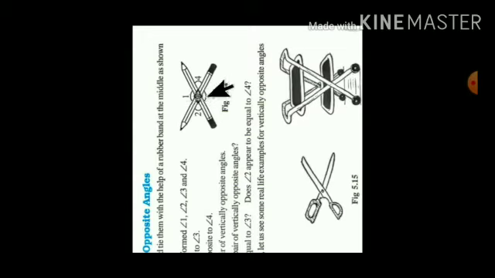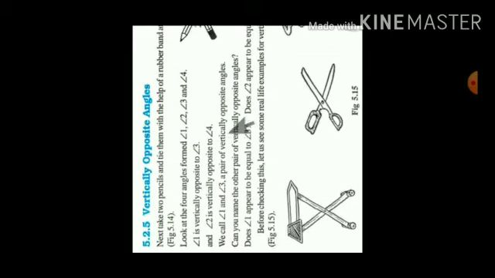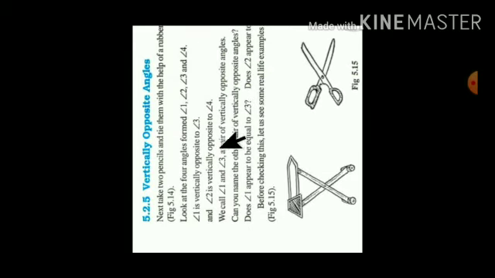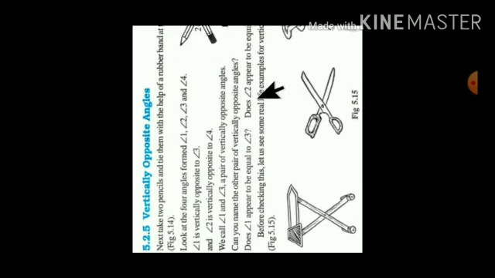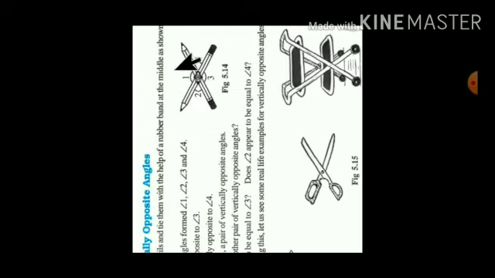So angles 1 and 3 form a pair of vertically opposite angles and angles 2 and 4 form a pair of vertically opposite angles. Angle 1 appears to be equal to angle 3 and angle 2 appears to be equal to angle 4. So the measure of angle 1 and angle 3 will be the same. The measure of angle 2 and angle 4 will be the same.